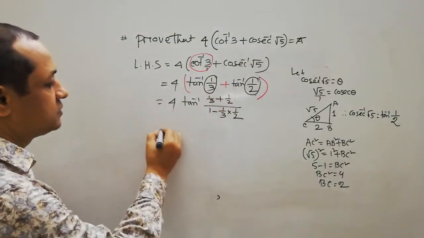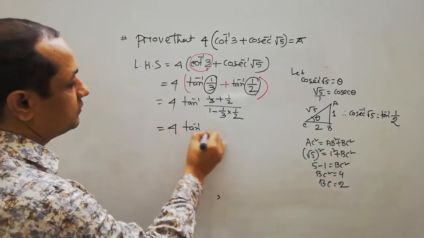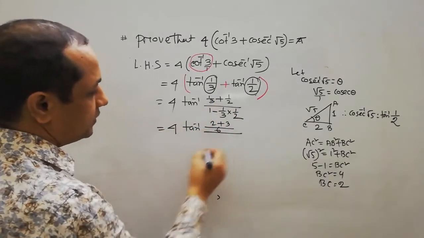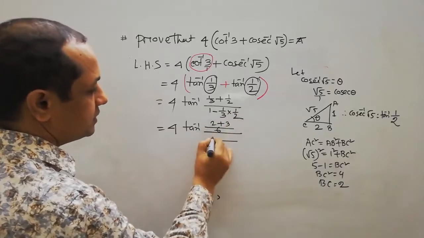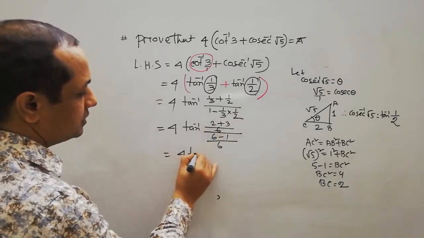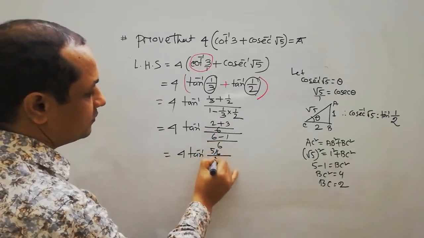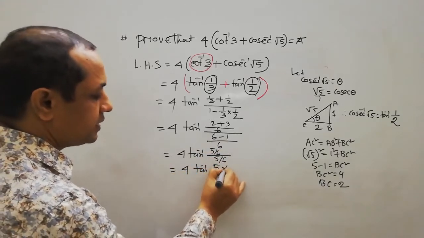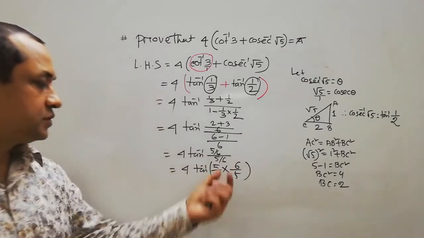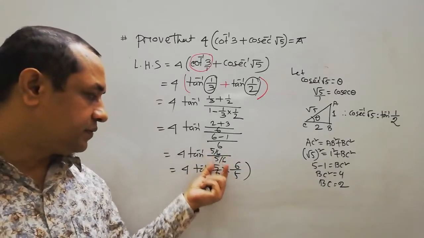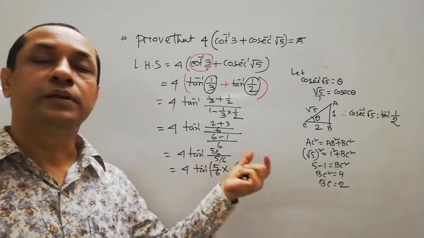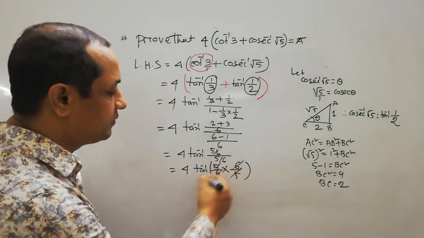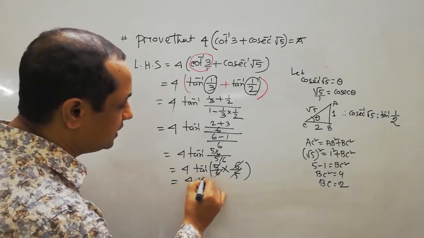Student, here is an important formula. So 4 into tan inverse, here LCM is 6, so 2 plus 3. Now the denominator, LCM is 3 into 2, means 6, 6 minus 1. So 4 tan inverse 5 by 6, then 5 by 6, next line, 4 tan inverse 5 by 6 into 6 by 5. Here, student, divide with multiplication: the denominator will be numerator, numerator will be denominator. Now 6 and 6 cancel, 5 and 5 cancel. Then we get tan inverse 1.